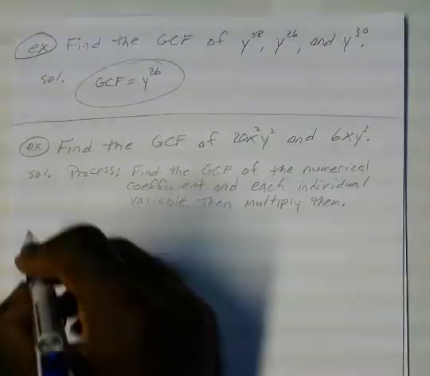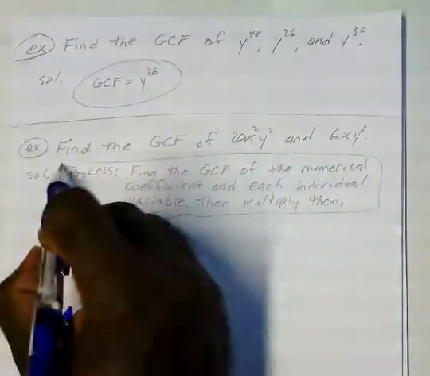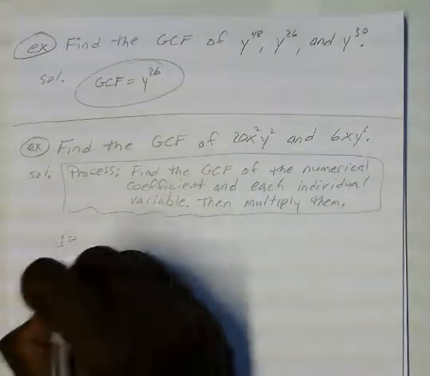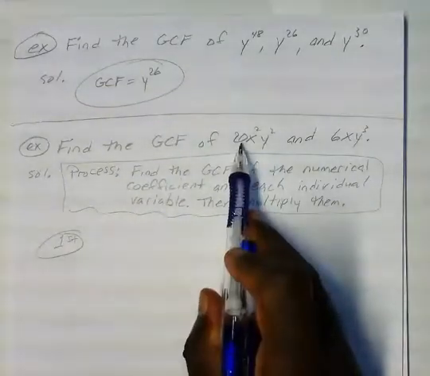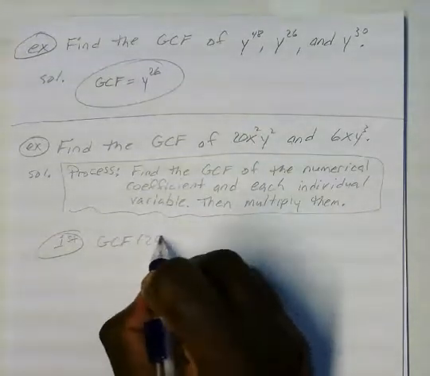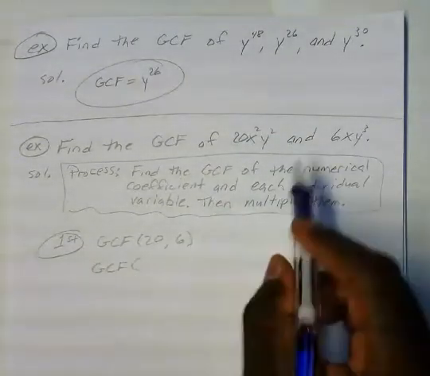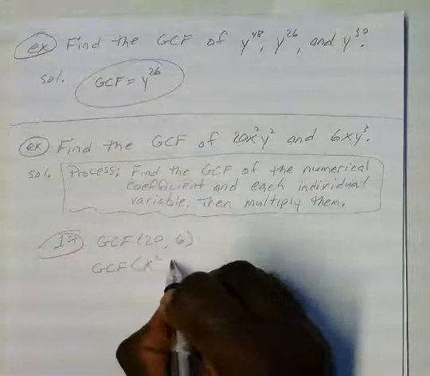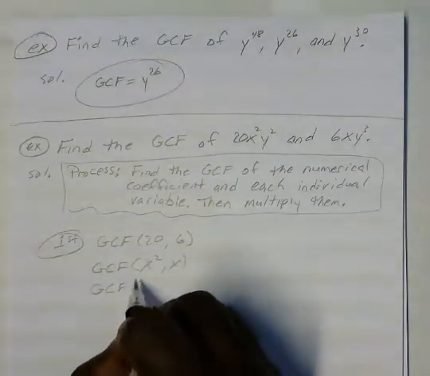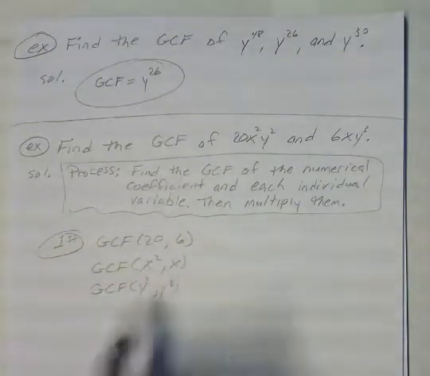Okay, so let's say we go ahead and solve that. I'm just going to separate this a little bit. There we go. Remember your first step. You're going to find the greatest common factor of 20 and 6. Then you're going to find the greatest common factor of x squared and x. And really, you can do that without even writing this down. And the greatest common factor of y squared and y to the third. Now these two, we can do that in our heads.